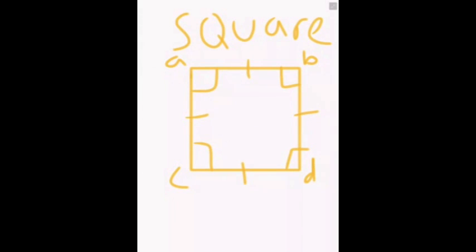The ways to prove that a quadrilateral is a square: if one angle of a rhombus is right, then it is a square. Another way is if two consecutive sides of a rectangle are congruent, then you know it is a square. The final way is if a quadrilateral is both a rhombus and a rectangle, then it is a square.